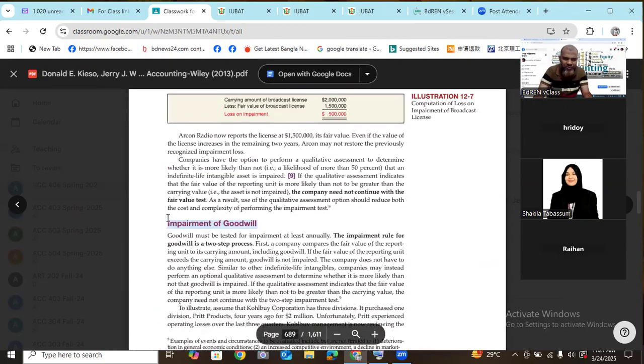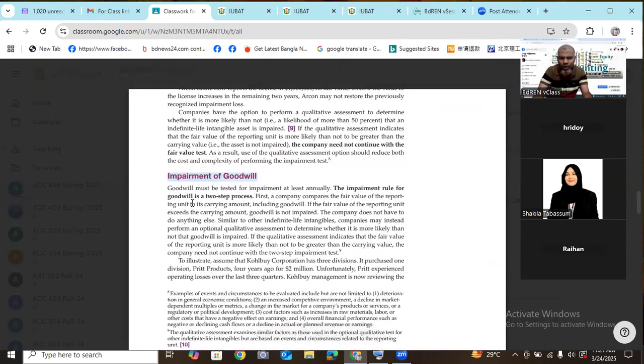So I just repeat one thing, impairment of goodwill. So how do you impair goodwill? We know how you recognize goodwill. Now after recognition of goodwill, we have to impair it. And what is the process? What is the accounting process?